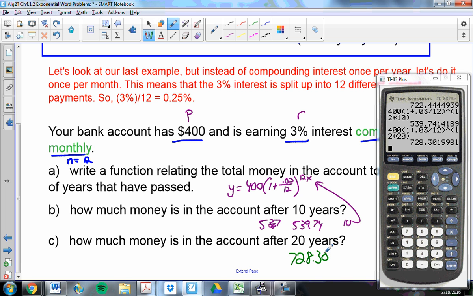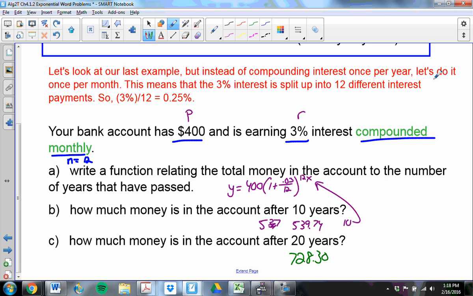So there's compound interest. It's interest taken on interest. It has exponential growth, just like how populations do.